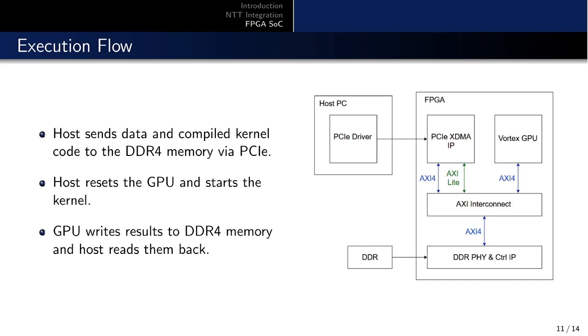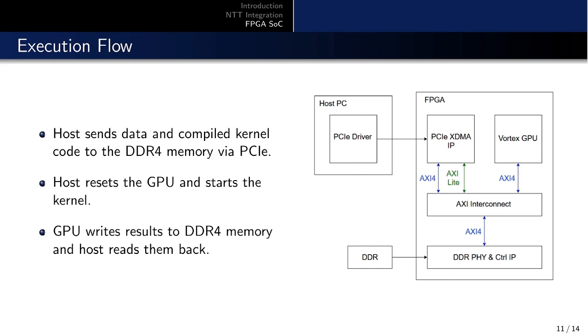Finally, let's talk about the FPGA system on chip. We have a host CPU, which is connected to the FPGA through a PCIe bus. The host sends the data and the compiled kernel code to the DDR4 memory in the FPGA, and then resets the GPU. The GPU then starts reading from the DDR4 memory and copies that data to its own memory, and then does the computation of the NTT, and finally writes back the final result to the DDR4 memory. Then the host reads the final result from that memory and copies it to its own memory.